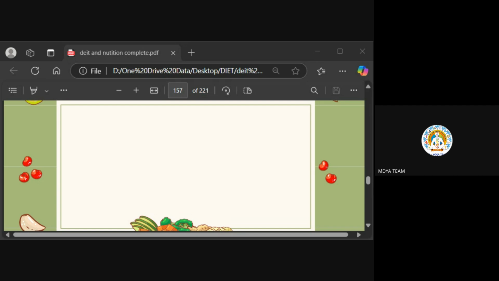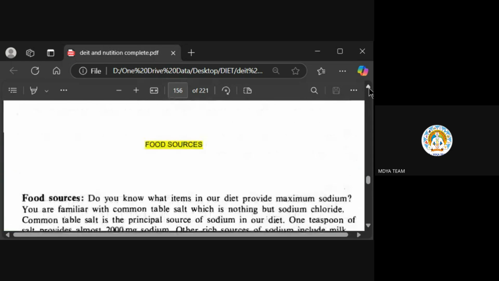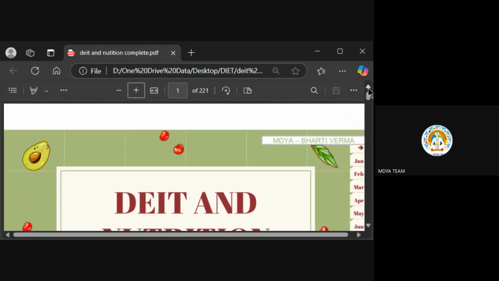So these are mainly all the minerals, which are the micronutrients, and all this topic of diet and nutrition is completed.